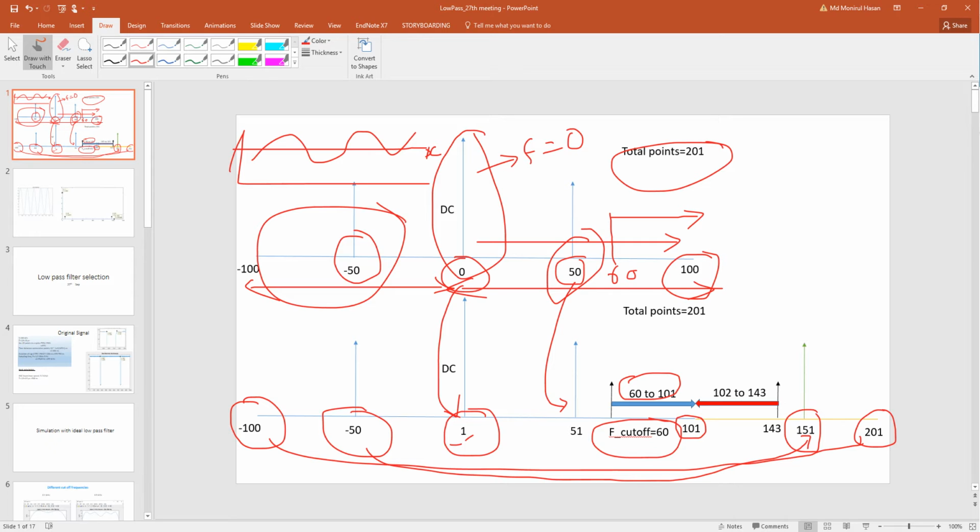Now what about the other part? So the other part, in MATLAB, will start from 200 or 1 point. So that's corresponding to minus 100.